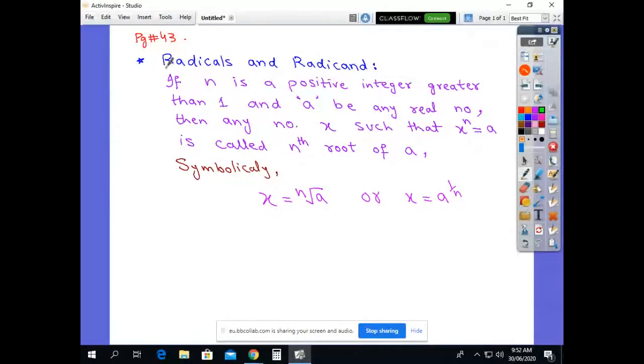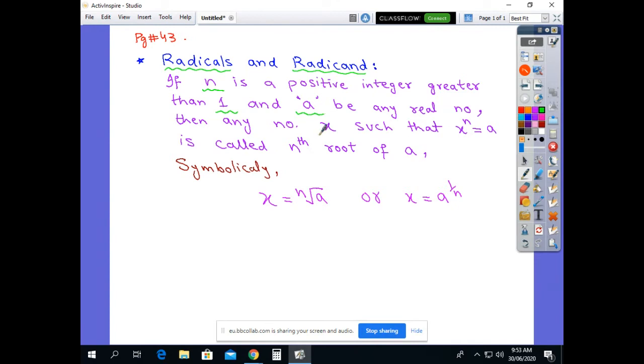First of all, radicals and what is radicand. n is any positive integer. Positive integer means it's 1, 2, 3, 4, any positive number. This n must be greater than 1. And a is any real number, written in divisible form, p over q form, or any other real number.